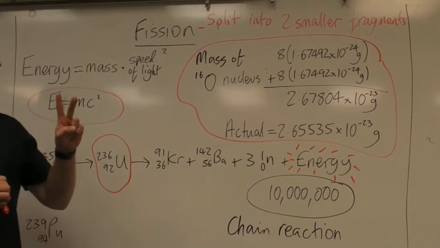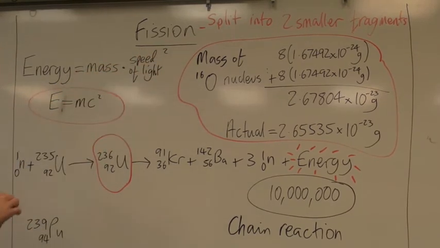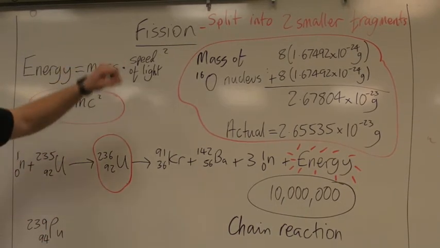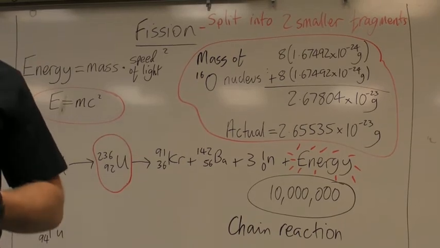There are only 2 elements, or isotopes, sorry, that can undergo fission. Uranium-235 is one, and then plutonium, Pu, 239. So these 2 are the only options you have for fission. And I think that's it.